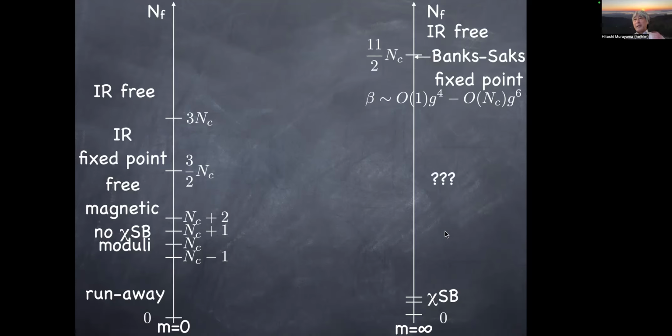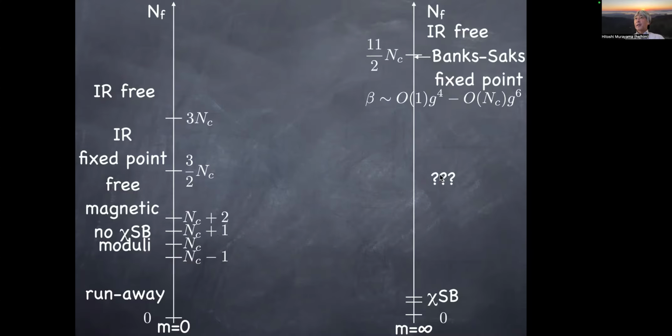So it is normally believed that chiral symmetry breaking would persist to a much larger number of flavors, and then it switches over to the infrared fixed point. But where that happens, if there's anything in between, we don't really know.